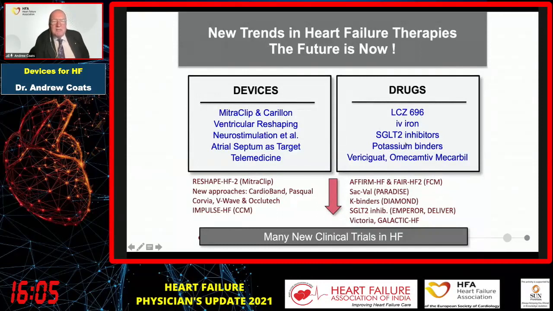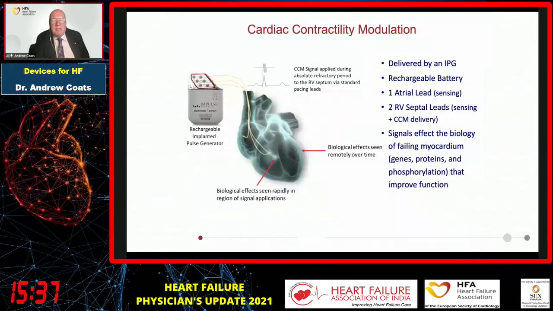sacubitril valsartan, other new agents on the horizon, intravenous iron, vericiguat, omecamtiv mecarbil, of which we have some increasing evidence, but also there's a lot happening in the device field, new devices, MitraClip and Carillon devices for functional or secondary mitral regurgitation, reshaping devices, neurostimulation, and atrial septal decongestion, as well as telemedical devices. I won't have a chance to go through all of those, but I'll give you some idea.